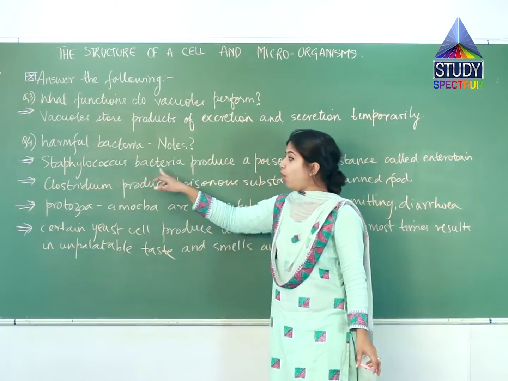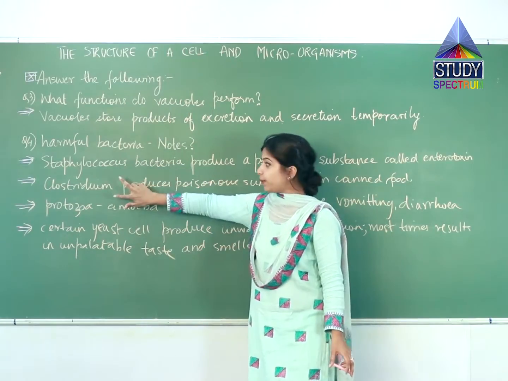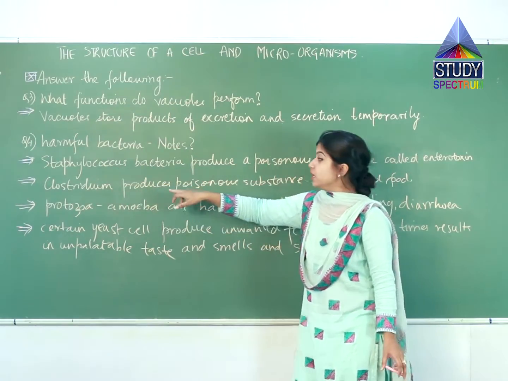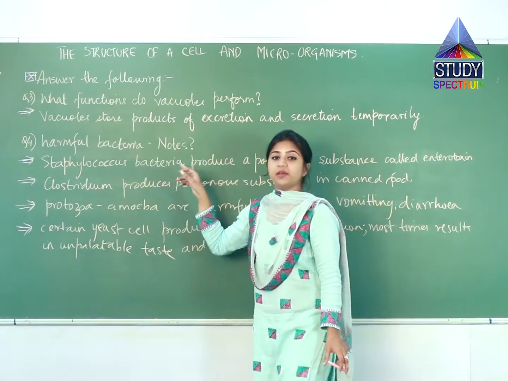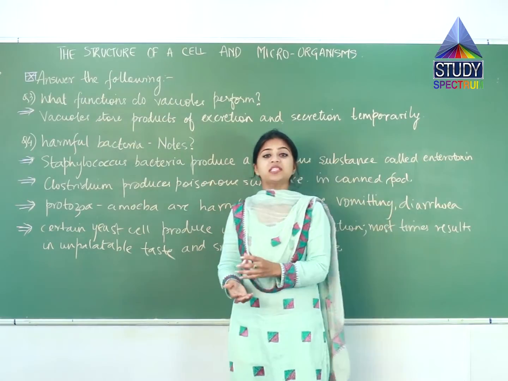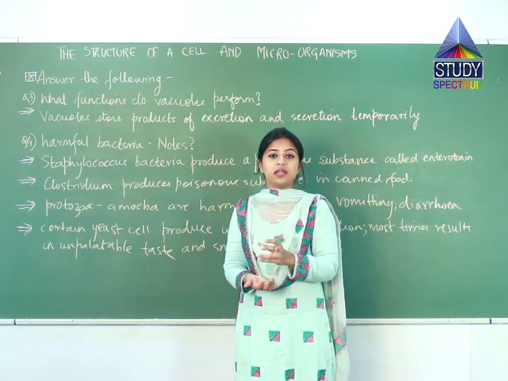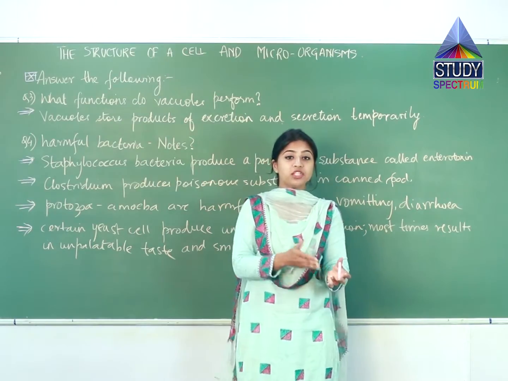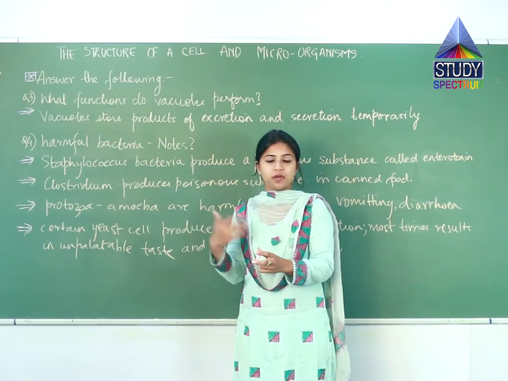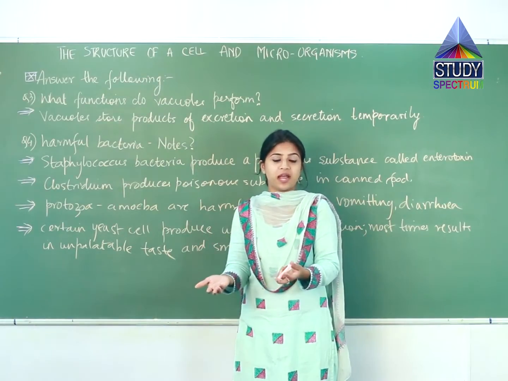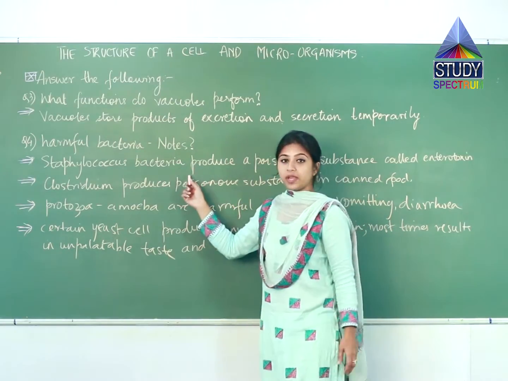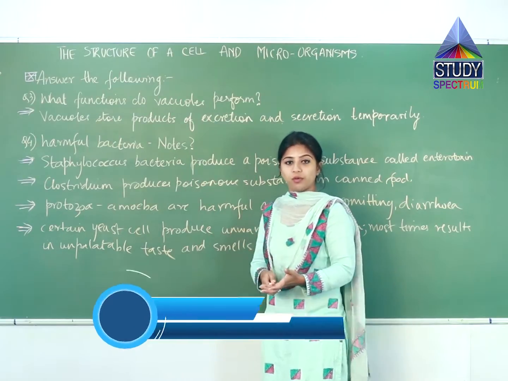So the main examples of harmful bacteria, we studied two. That was the Staphylococcus bacteria and the Clostridium bacteria. In Staphylococcus bacteria, we learned that it produces a poisonous substance called enterotoxin. And when this enterotoxin enters the food, it makes it poisonous too, and if this food is consumed, it would finally result in infection or disease in the person or animal who consumed it. So in this way, Staphylococcus bacteria proves to be harmful.